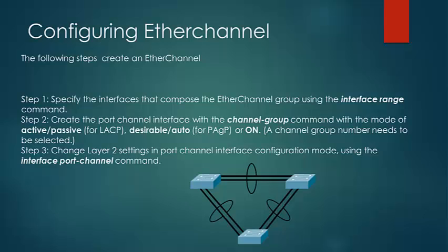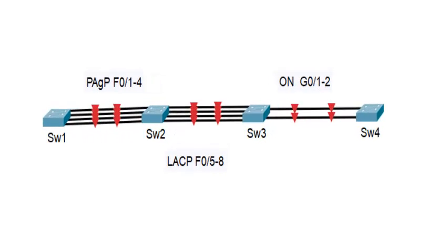Change the layer 2 settings in a port channel interface configuration mode using the interface port channel command. This is where you would say port channel 1, 2, 3, 4, 5, whatever, and you would change it to switchport mode trunk. For this segment, I'm using a copy of Cisco's Packet Tracer to represent 4 switches that are going to be hooked together.